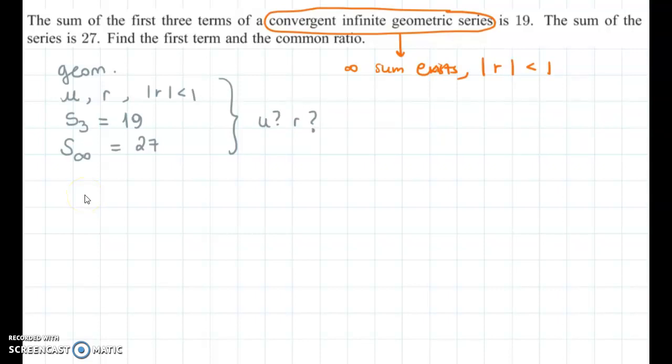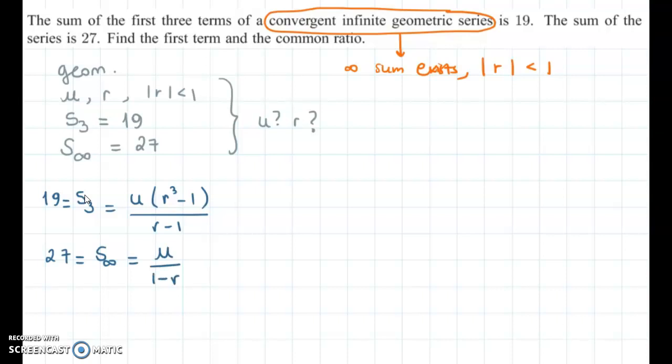We have a formula to find the sum of the first n terms of any geometric sequence. In particular, we can apply the formula to S3 because we know that this is 19. And this is going to be u times r to the power of 3 minus 1 over r minus 1. Then we also know that 27 is the infinite sum, and that we find by doing u over 1 minus r.